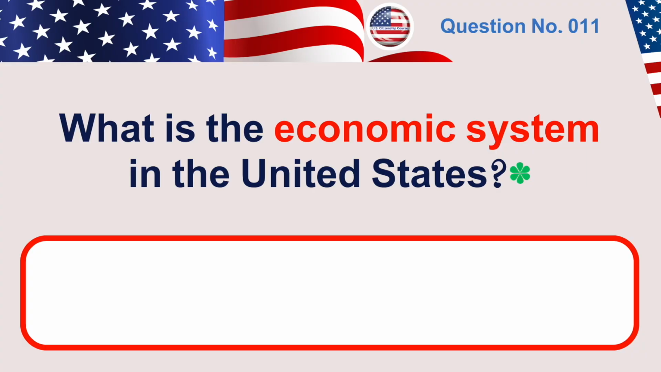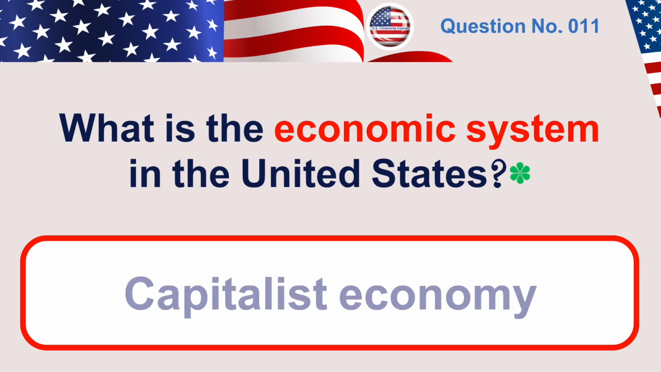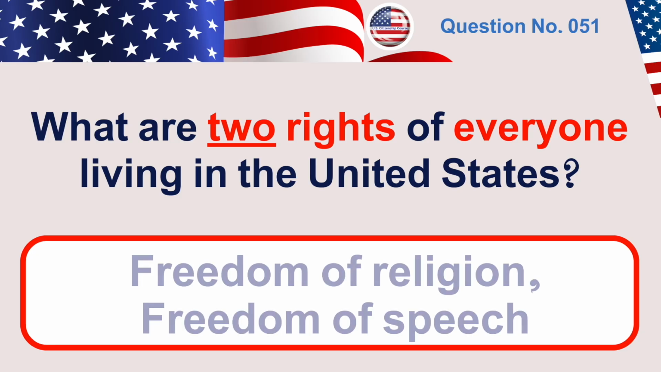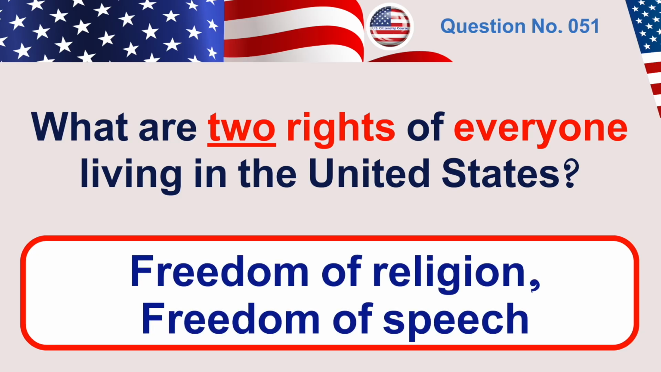What is the economic system in the United States? Capitalist economy. What are two rights of everyone living in the United States? Freedom of religion, freedom of speech.